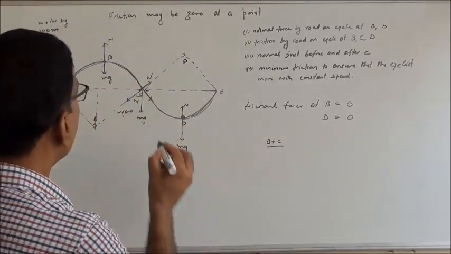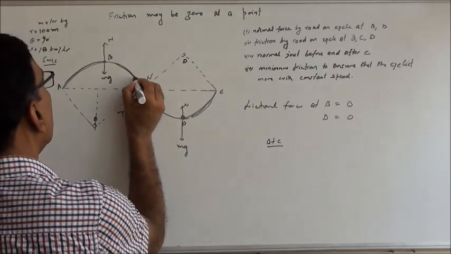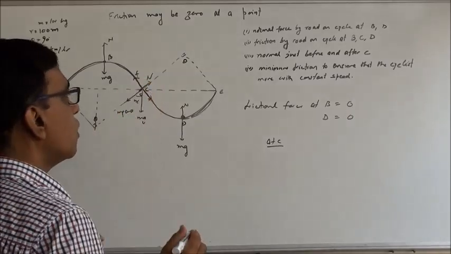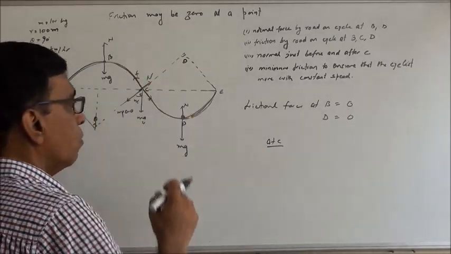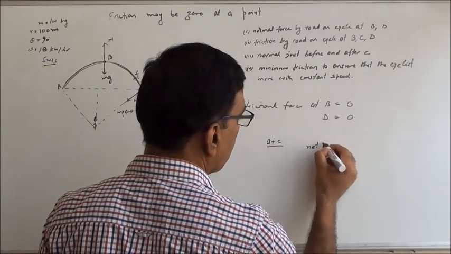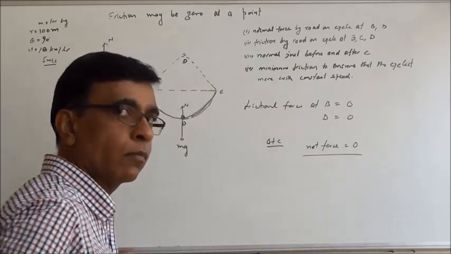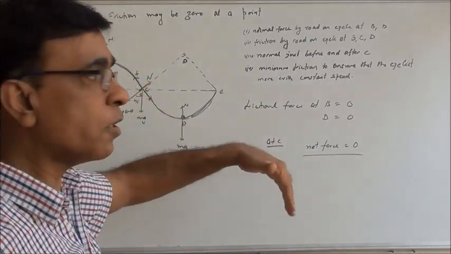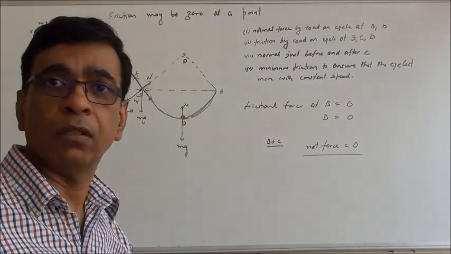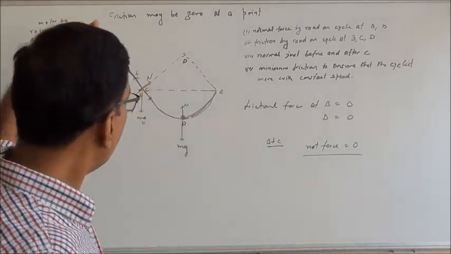Frictional force: mg sin theta, and this is the direction in which the friction will act, and the body is moving in this direction. The net force is 0. Why? Because it is moving with constant speed, so there is no tangential acceleration. We have only the radial acceleration, v square by r. So tangentially there is no acceleration.